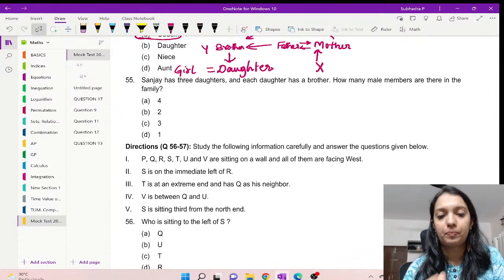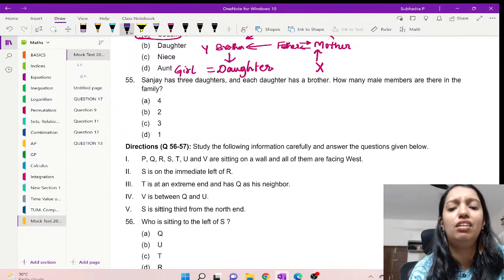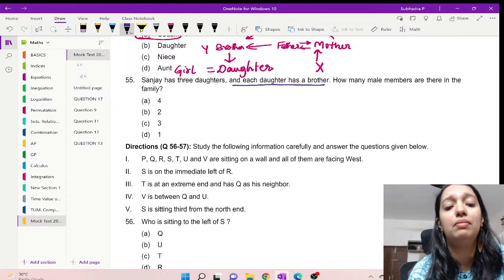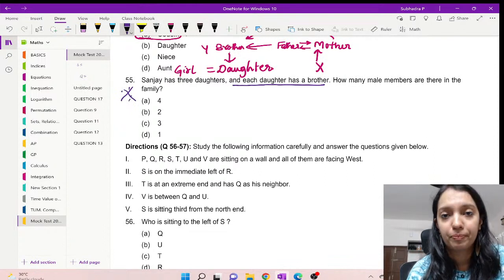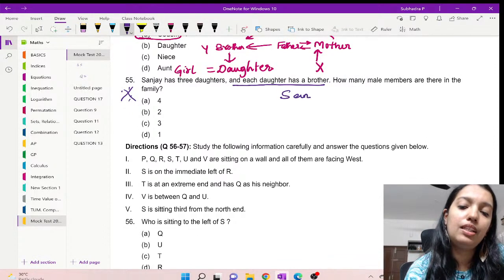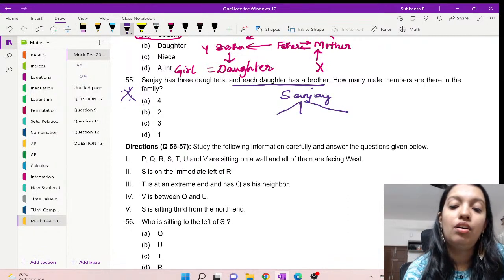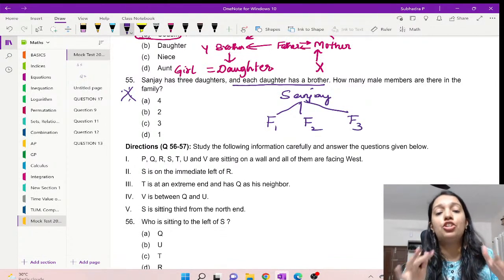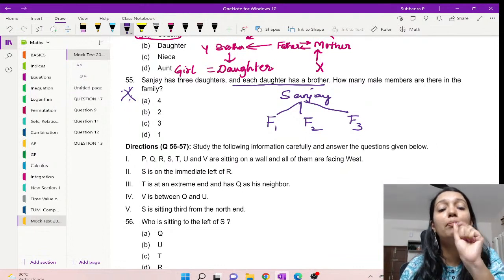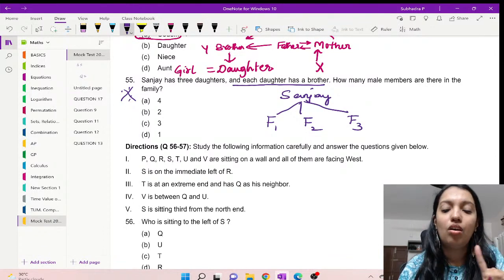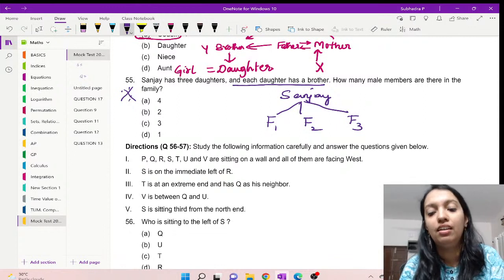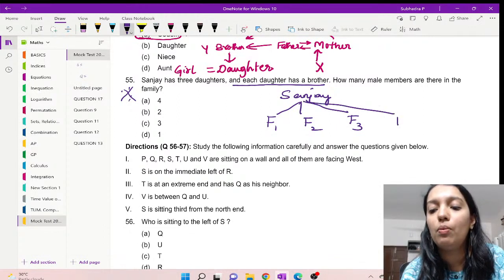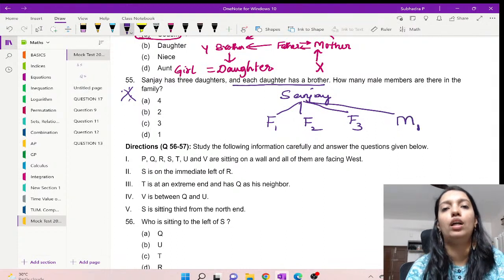55th question. Sanjay has 3 daughters and each daughter has a brother. Wonderful question. Most of the students make mistake in this question. Mark this as important. There is Sanjay. Sanjay has 3 daughters: female 1, female 2, female 3. Each daughter has a brother. A brother means one brother. All of them are Sanjay's children. That means there is only one male child, M1.